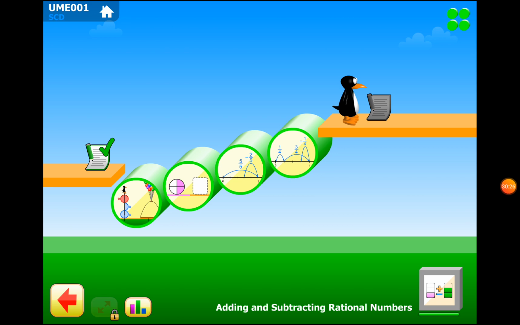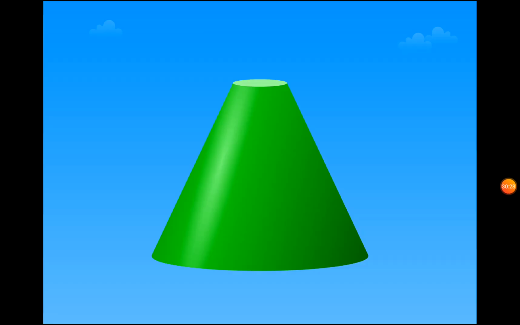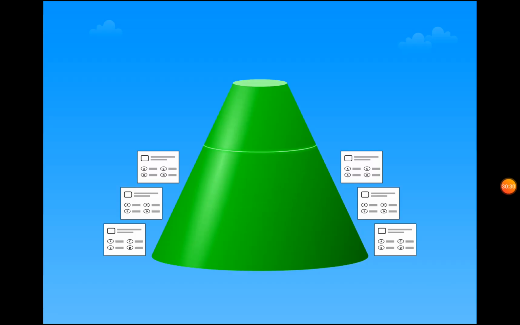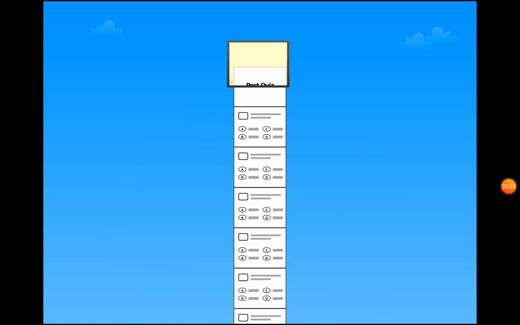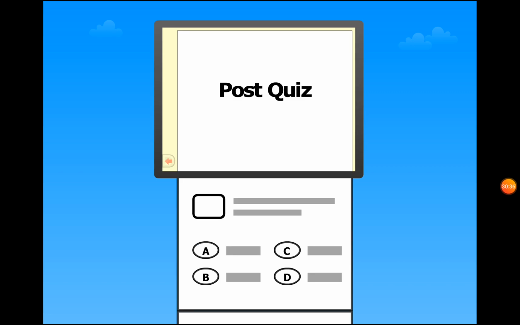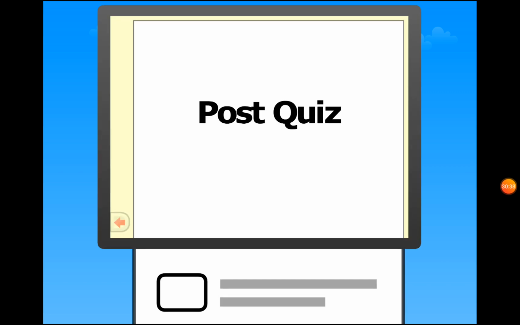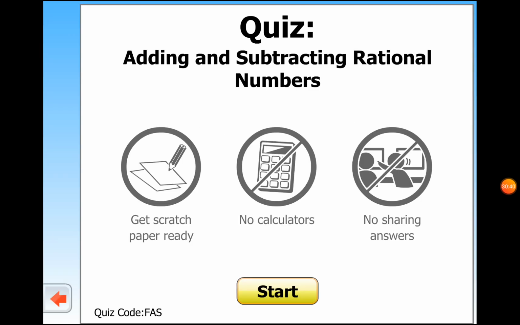Then the post test. And then we're all done here. Woohoo! 8 questions. Post quiz. Get scratch paper ready. Okay, everyone? No calculators, which means no cheating. And no sharing answers.